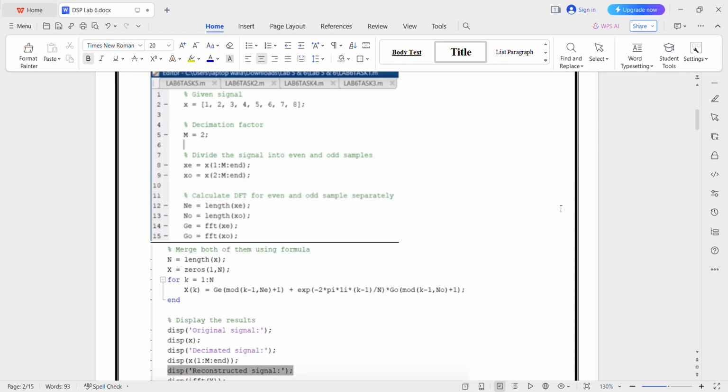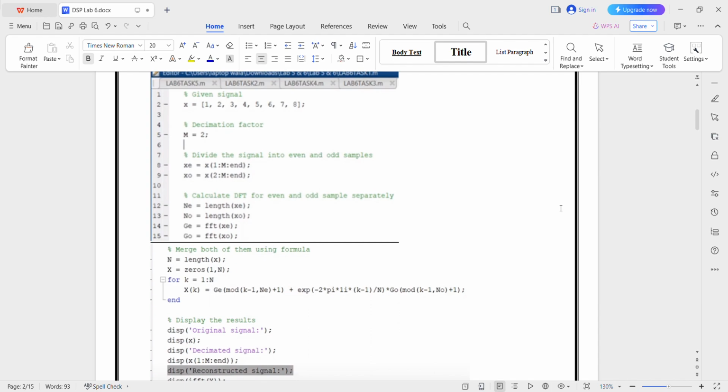Task 1. This MATLAB code performs digital decimation, computes the discrete Fourier transform DFT for even and odd samples separately, merges them, and finally reconstructs the original signal using the inverse fast Fourier transform IFFT. The signal x equals 1, 2, 3, 4, 5, 6, 7, 8 is decimated by a factor of 2, separating even and odd samples into XE and XO respectively. DFT is calculated for both XE and XO separately, resulting in GEFFT and GOFFT.